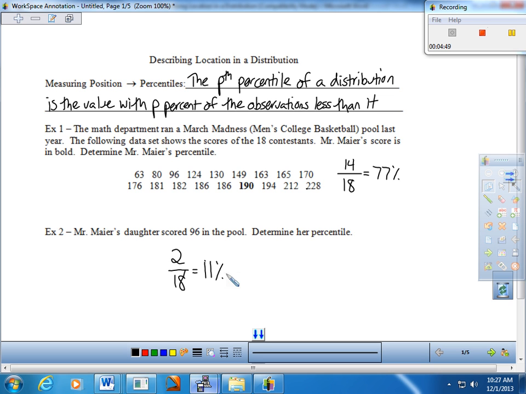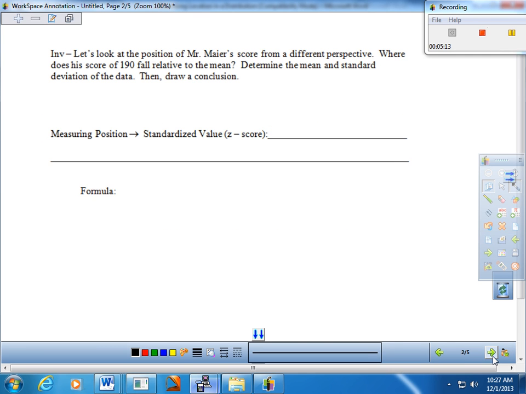So again, just the number of observations below our particular value over the number of observations total, and that would be the percentile, a way to describe the location in a particular distribution. All right, hope that makes pretty good sense so far.